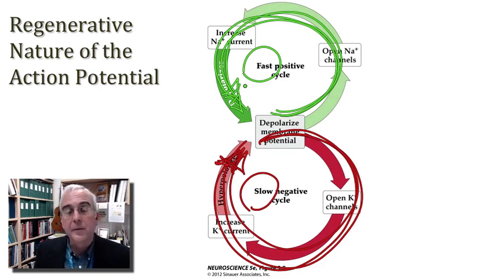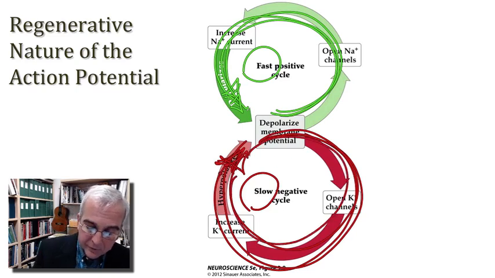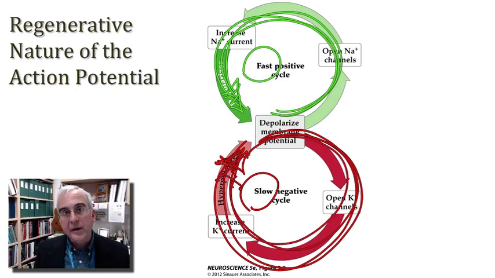Now, this slow negative cycle also allows us to explain the rest of the refractory period. I mentioned that the absolute refractory period is when sodium conductances are in their inactive state, and it's not possible to trigger a second action potential until that inactivation state is removed. However, there is a relative refractory period that will be present as long as we continue to have this slow negative cycle turning away, which is to say the membrane potential is in undershoot.